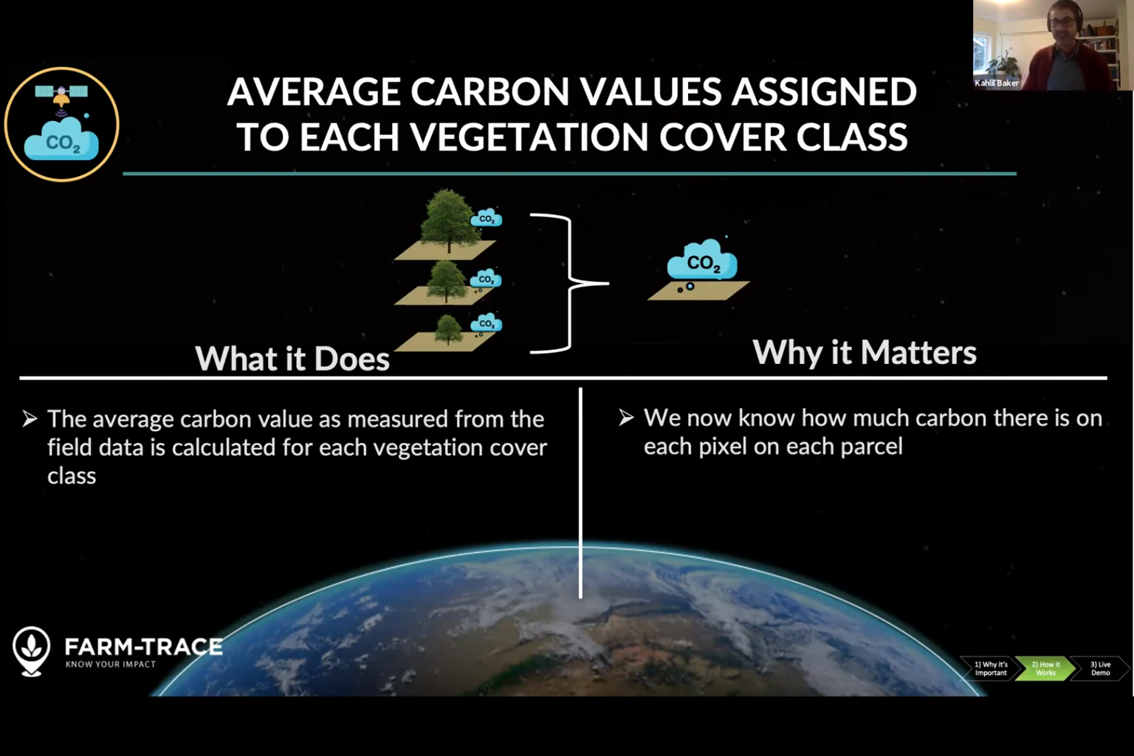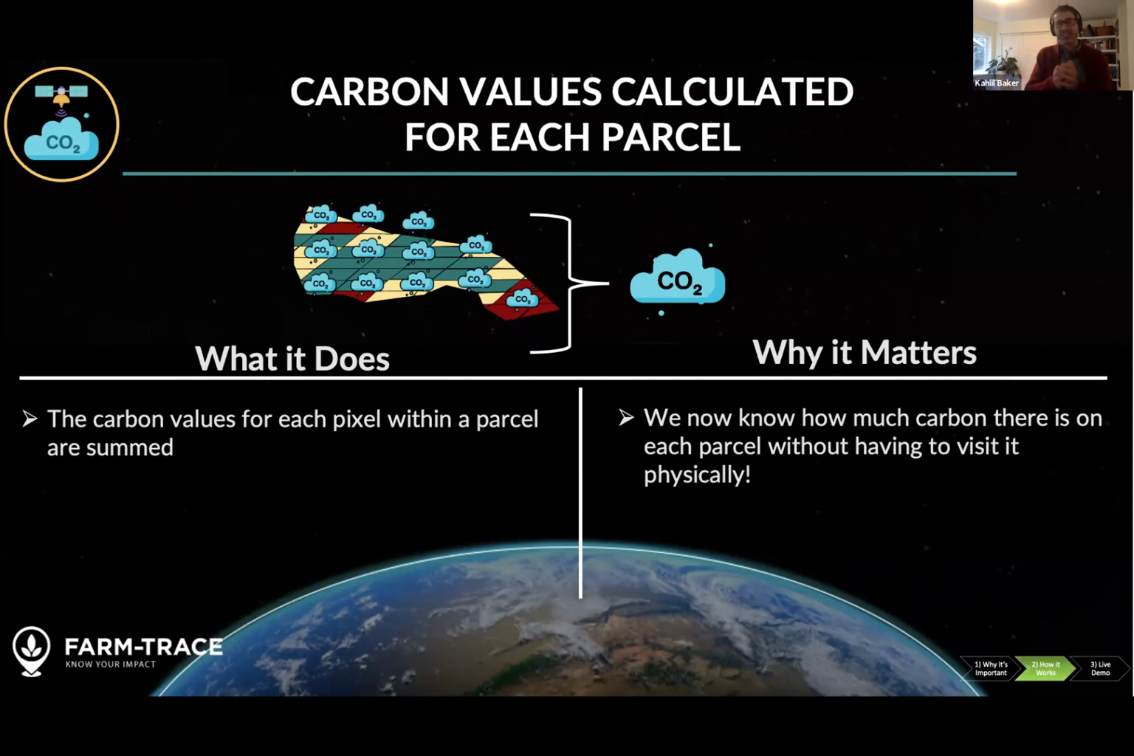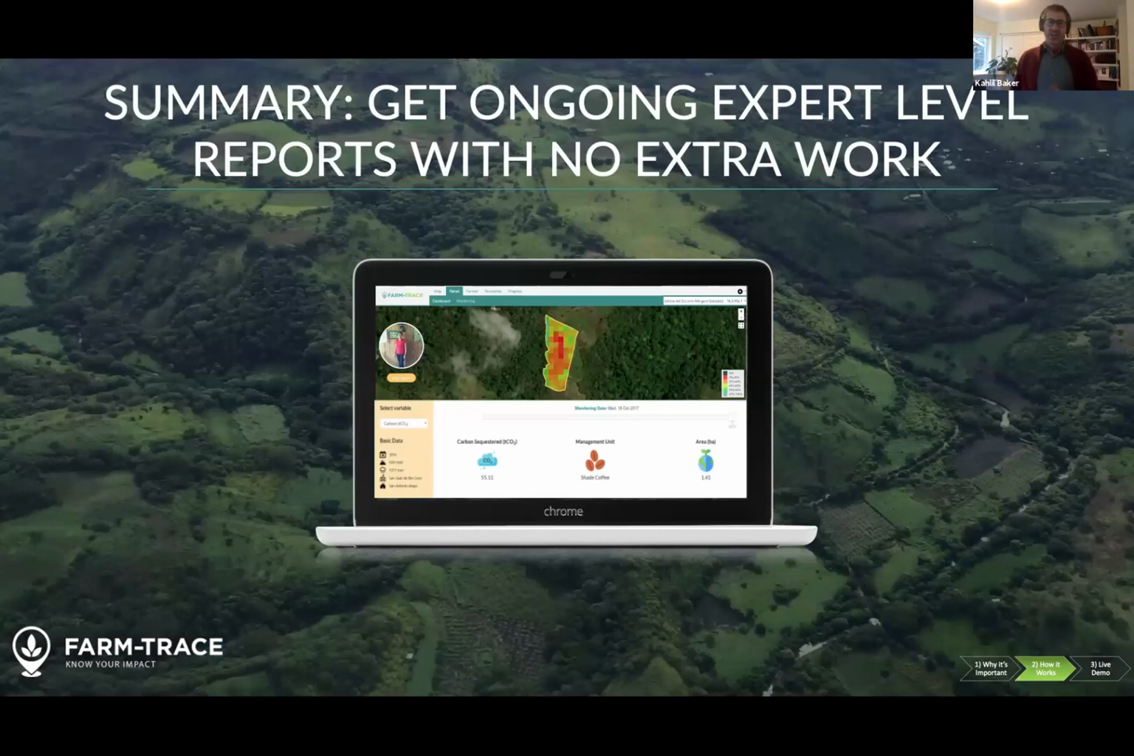And then as the very final phase of this step, knowing how much carbon is in each pixel type, we just have to sum those carbon values for each pixel that exists within that parcel. And we sum that all together to get the total carbon value for the parcel. And so now you don't even have to visit a parcel. We can just know how much carbon is on that parcel by using this remote sensing. So as an end result, you're going to get expert level estimations of how much carbon is on each parcel without having to do any extra work.